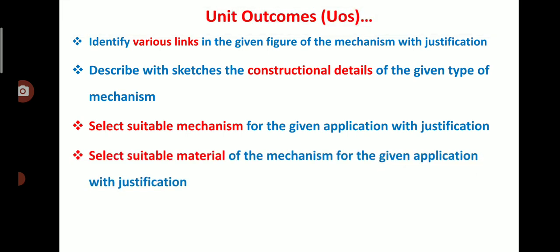Next unit outcome is select suitable material of the mechanism for the given application with justification. Material is important because every product is made with a suitable engineering material. So this is the outcome you are going to achieve. You will be able to select suitable material of the mechanism for the given application.